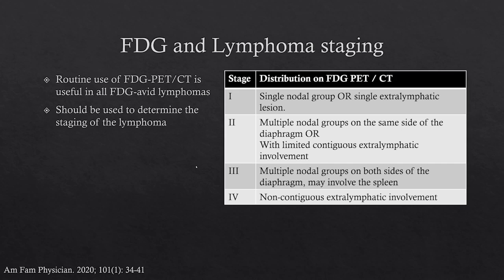Looking at staging, the routine use of FDG is recommended for staging, and this is how it typically breaks down. If you have a single nodal group or a single extralymphatic lesion noted on imaging, that would be stage 1. If you have multiple nodal groups on the same side of the diaphragm, or you have limited contiguous extralymphatic involvement, that's stage 2. If you have multiple nodal groups involving both sides of the diaphragm with or without splenic involvement, that's stage 3. If you have any non-contiguous extralymphatic involvement, it's stage 4.